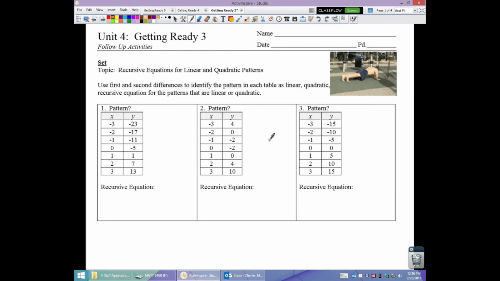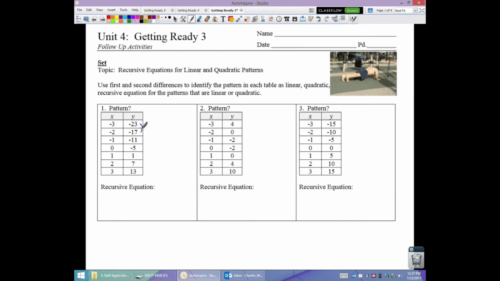So we're going to look at some linear and quadratic patterns and use their first and maybe second differences to come up with the recursive equation. Now, we've practiced the linear recursives to death. Those should be simple, automatic for you. The quadratic ones are still pretty new and they're more difficult, so that one might challenge you.